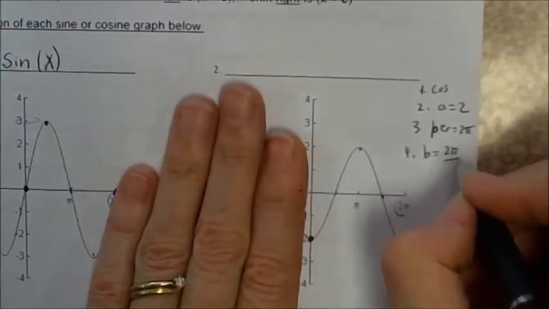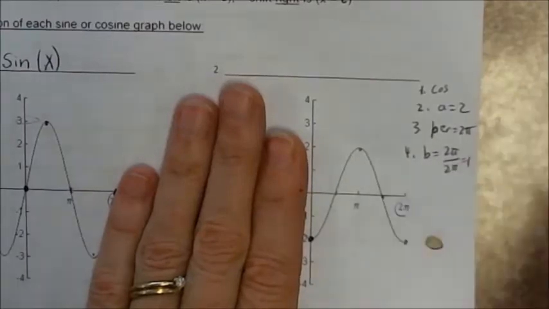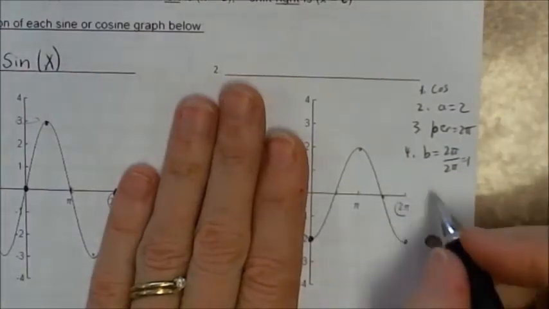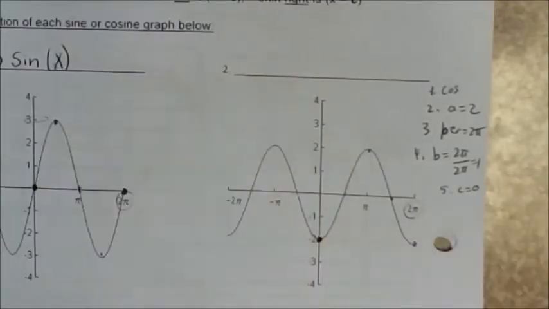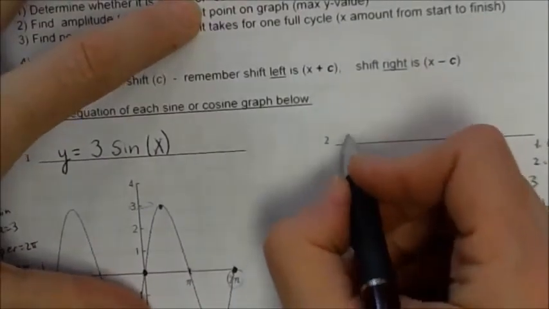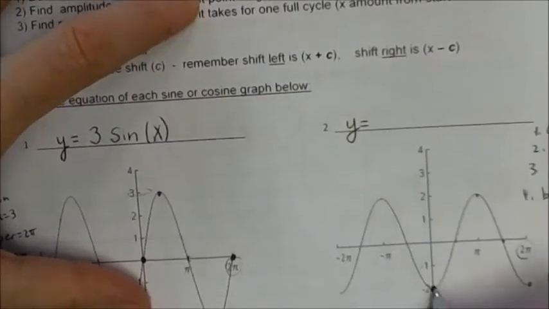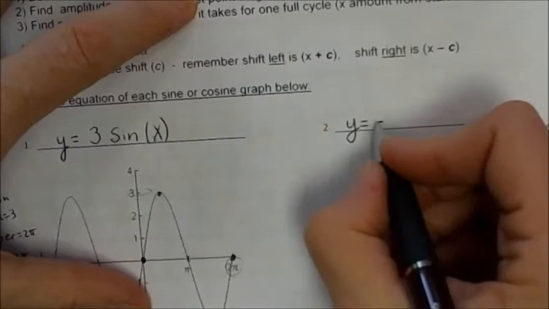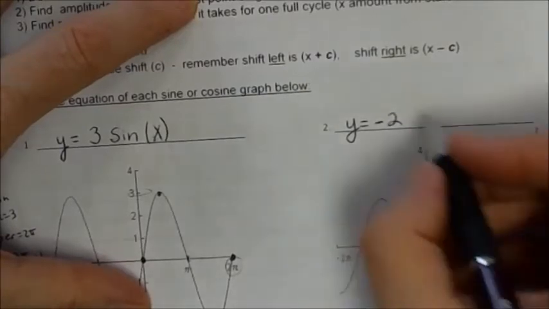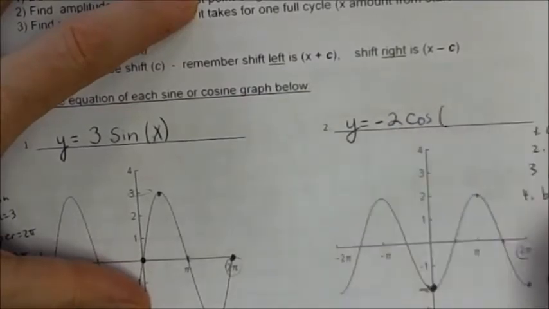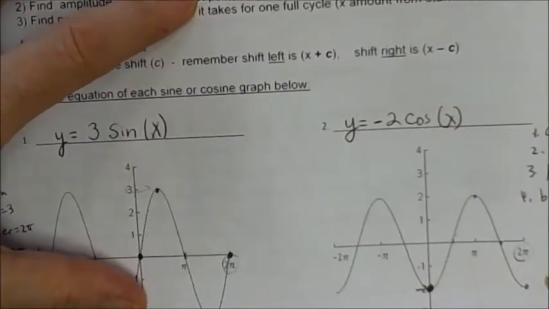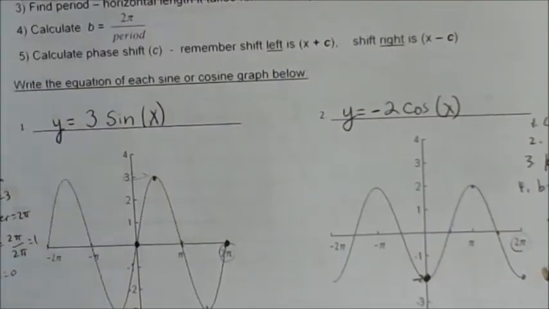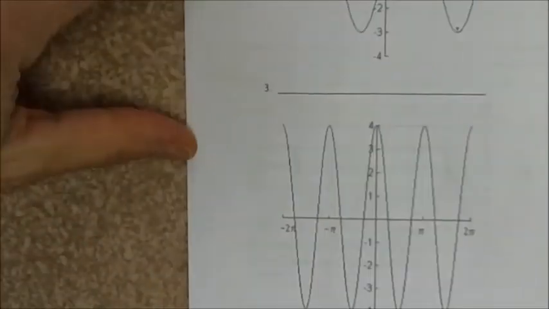b is 2 pi divided by the period, which is 1. And then the phase shift, c is 0. It has not been shifted to the left or right. So we're ready to write our equation. Y is equal to, now this is upside down because it starts at -2. So this is a -2 times the cosine of 1x, or just plain old x. And that's it for that problem. And you can check your answer on the calculator if you want.